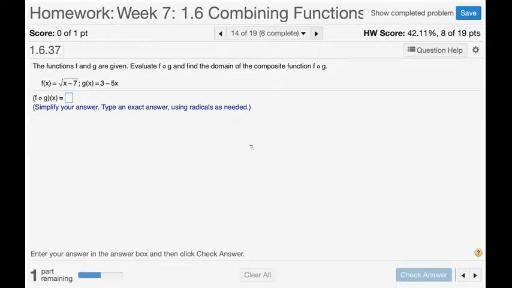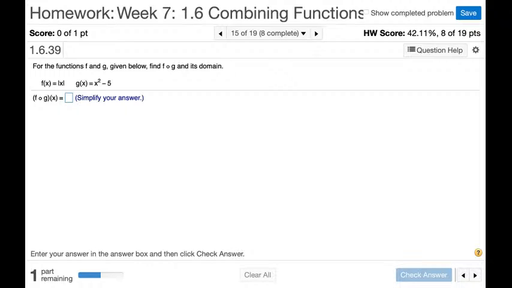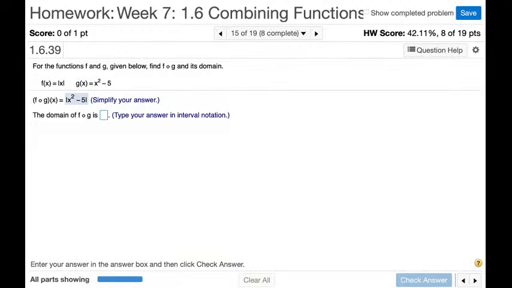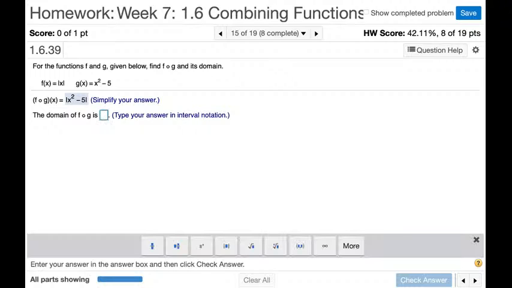Let's do this one. F of g and the domain, right? G is inside of f, so ultimately we're going to have the absolute value of x squared minus 5. If g is the inside function, that domain is all reals. That's simplified. There are no restrictions, right? We have a polynomial and absolute value. There are no restrictions there. So the domain, if we intersect all reals with all reals, is going to be all reals.